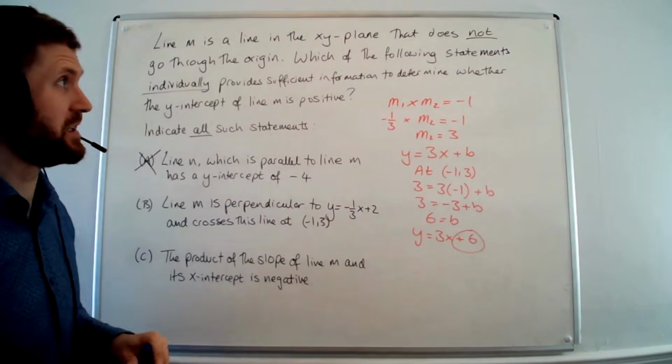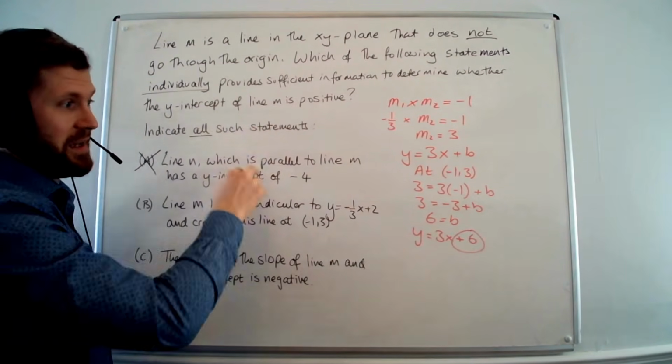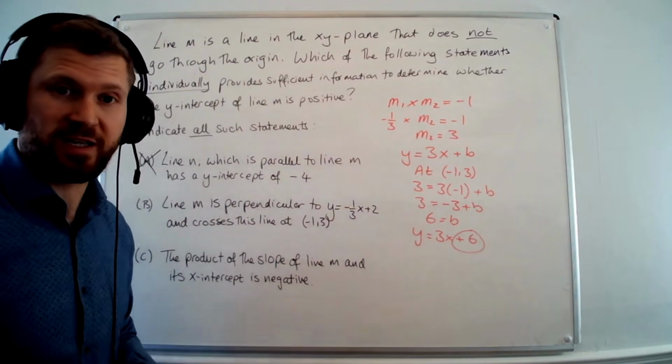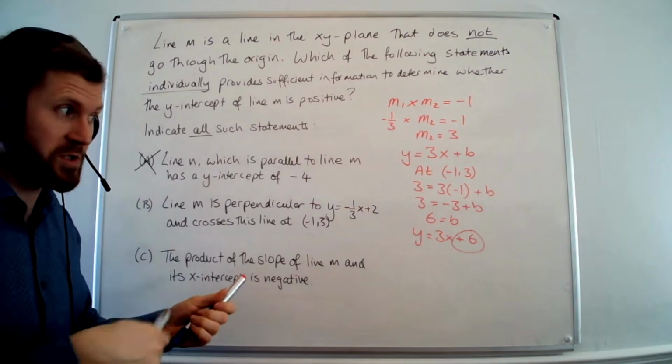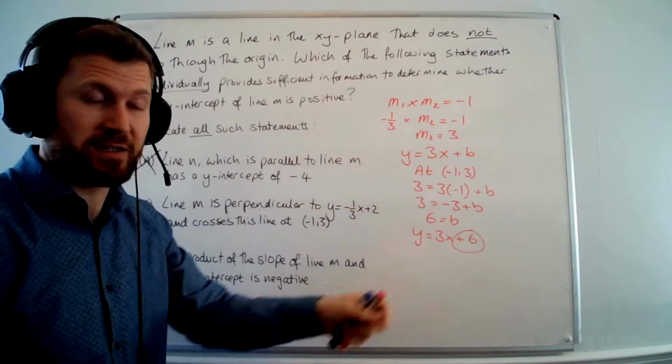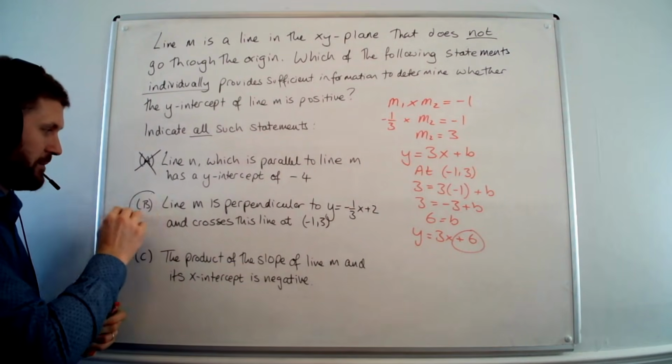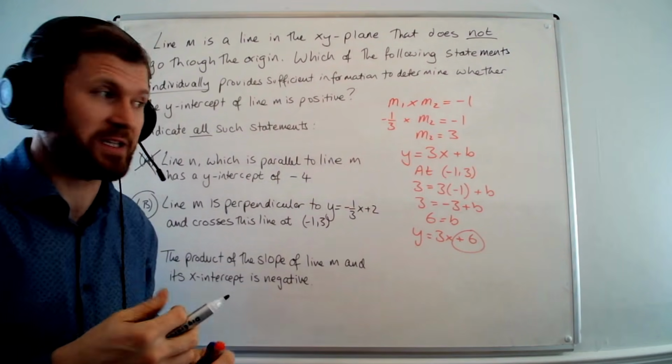That's the bit that I'm interested in. The y-intercept of line M is plus 6. It is positive. So the information I was given in answer choice B was sufficient to find whether or not the y-intercept of this line is positive. And so B is one of the answer choices I would take with me.